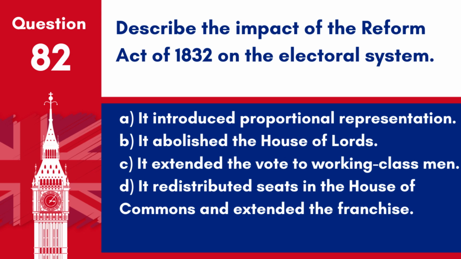Answer D. It redistributed seats in the House of Commons and extended the franchise. The Reform Act of 1832 made significant changes to the British electoral system by redistributing seats to better represent urban areas and extending the franchise to more men, though not yet to the working class or women.